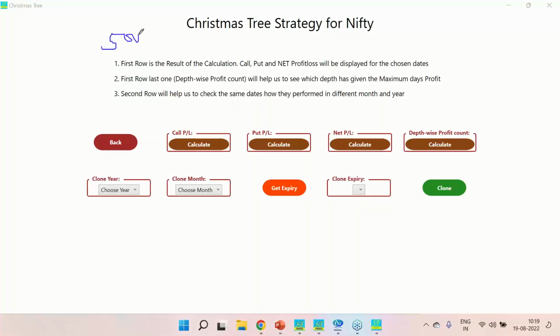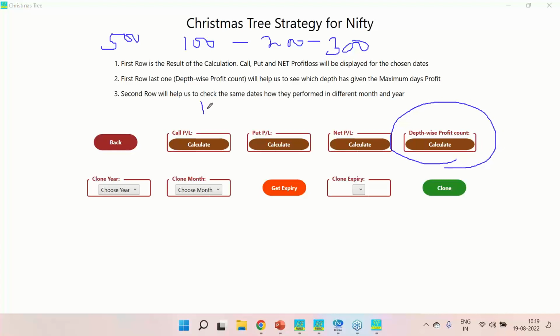This strategy can be formed with a 100-point depth, a 200-point depth, a 300-point depth. Any depth I can form. Have all depths given me a loss, or is there a secret depth sitting somewhere which gives me profit? We have seen that the 500-point depth has given us losses. So here we have given the most important part of our tool, the depth-wise profit and loss count.